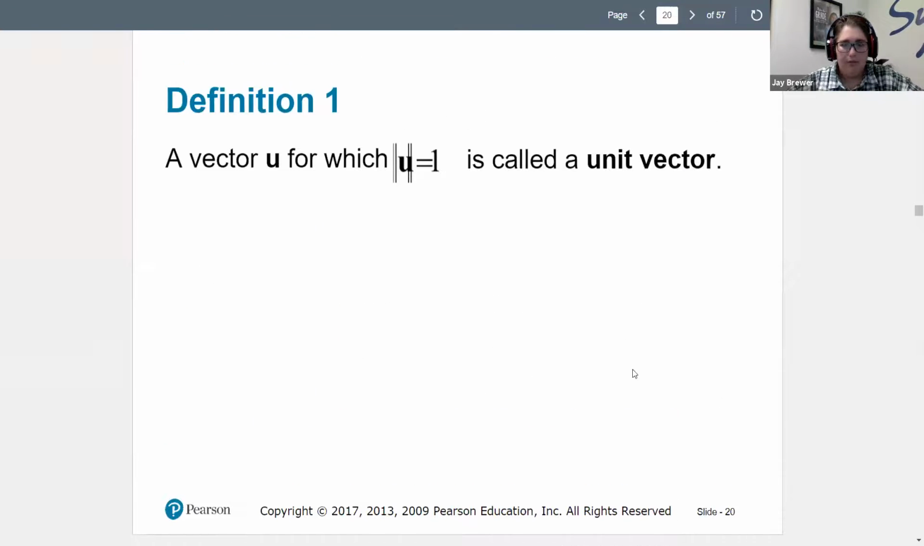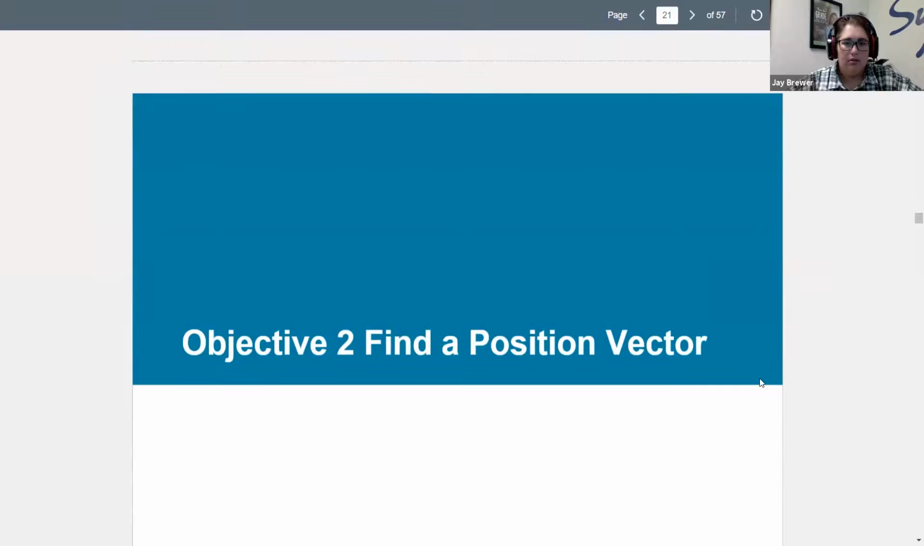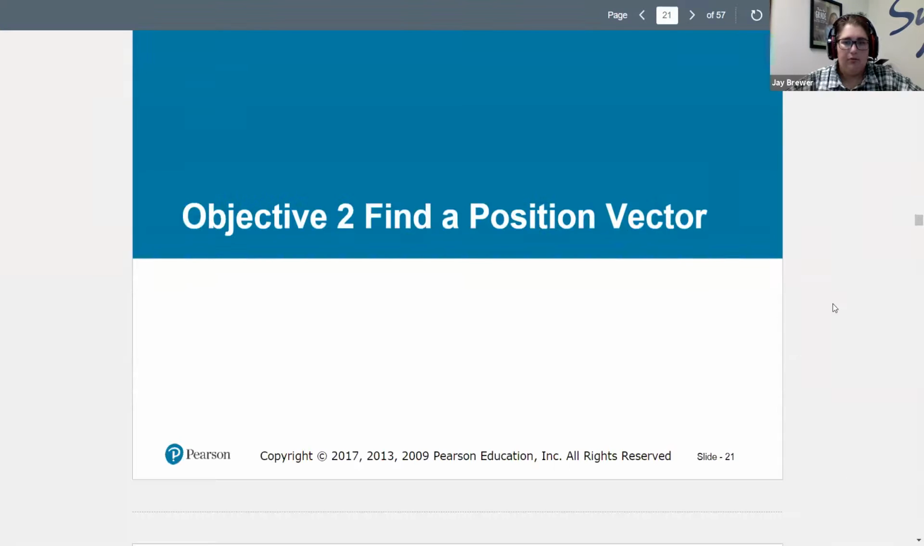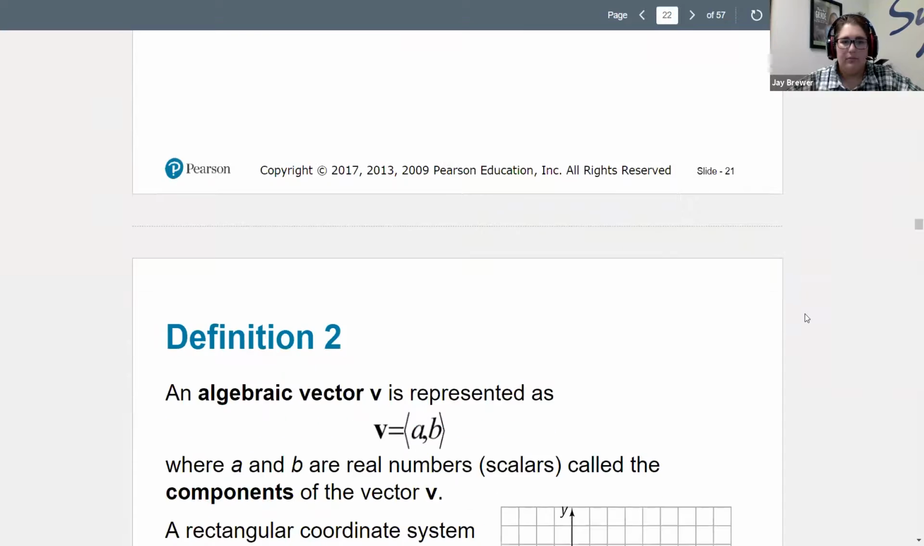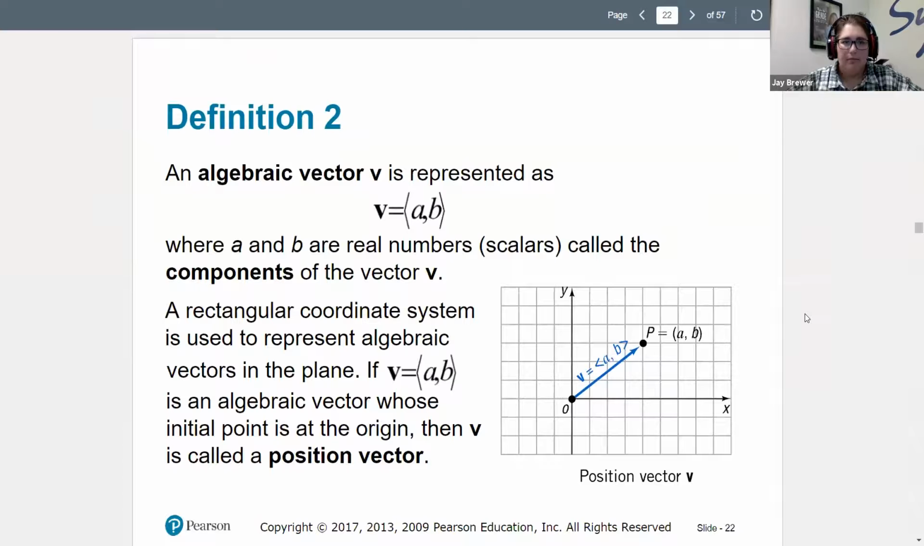Definition 1. A vector u for which the magnitude of u is equal to 1 is called a unit vector. Objective 2, find a position vector. There were no examples with the magnitudes, so I would definitely pay attention to that slide if you get stuck on your homework.